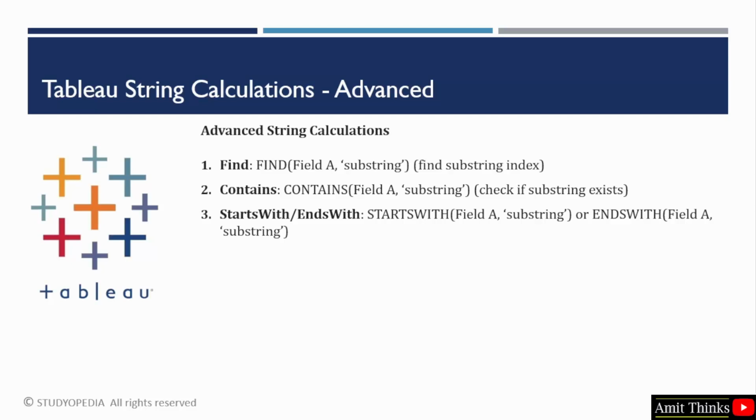Then comes the advanced calculations, to find the index of a substring and to check if a substring exists or not. For that we have the contains method, and then the starts with or ends with methods. If you want to check, let's say, whether a category begins with the word B or not, or ends with the word B or not, using these methods you can implement it.